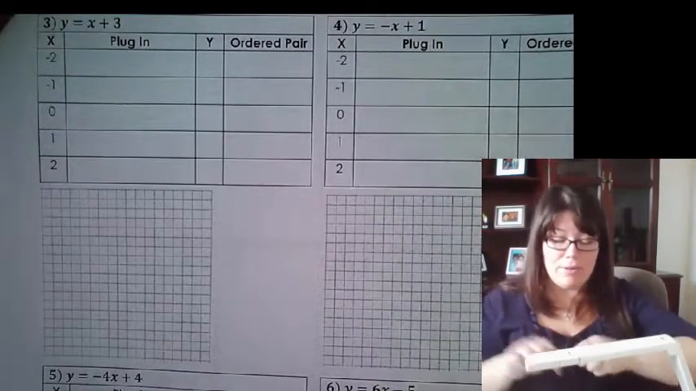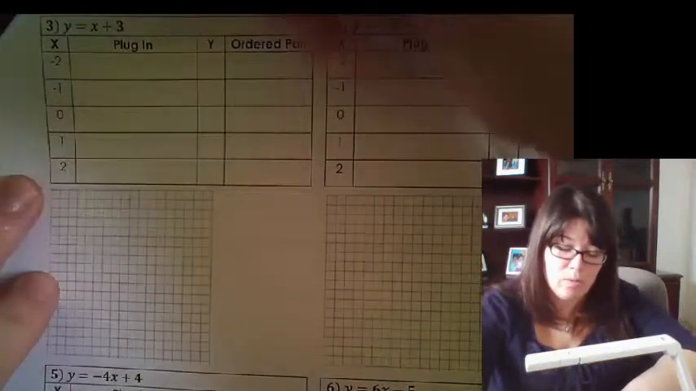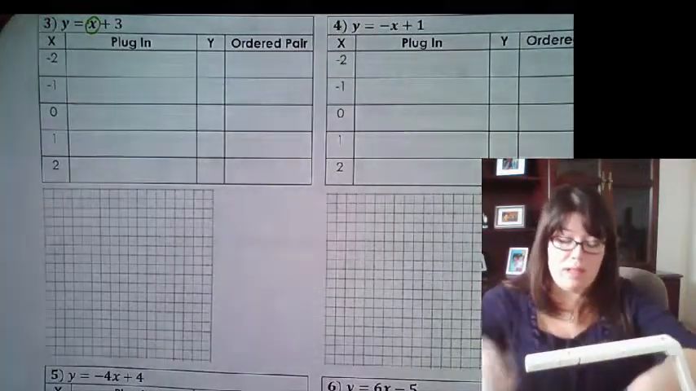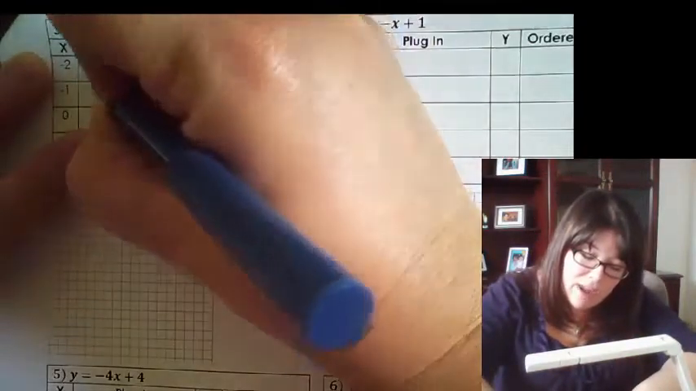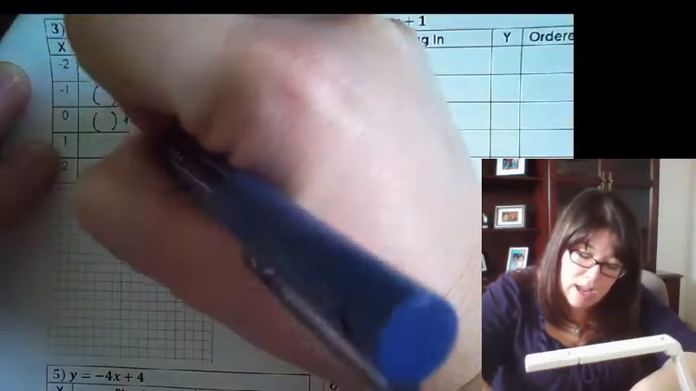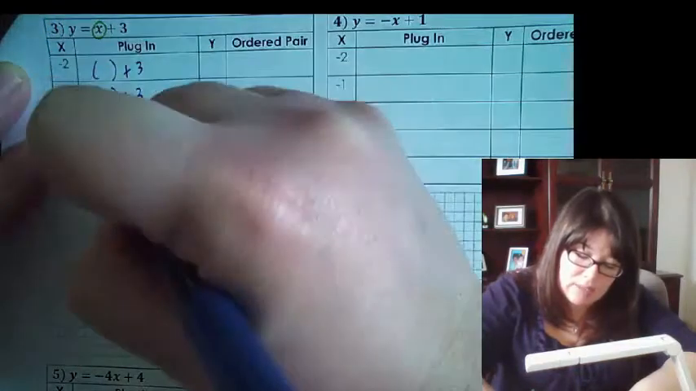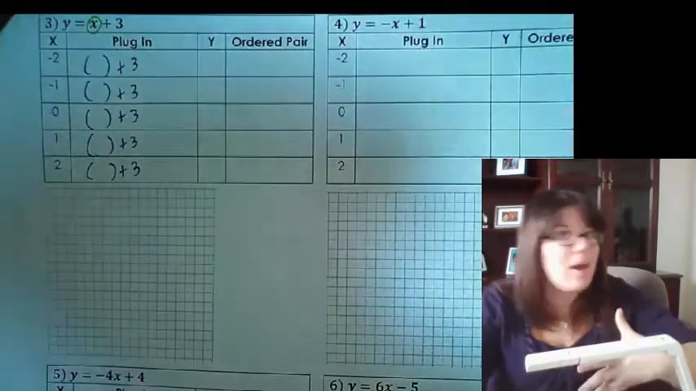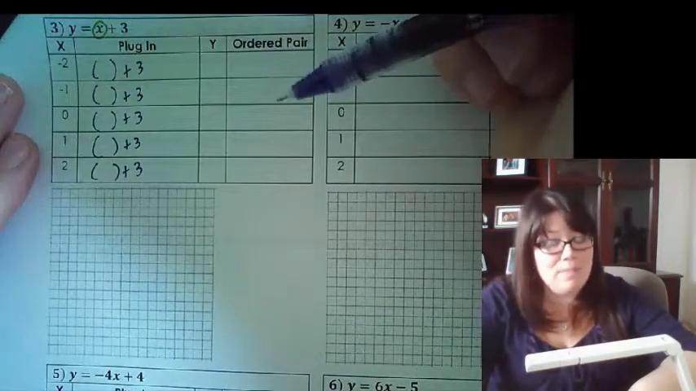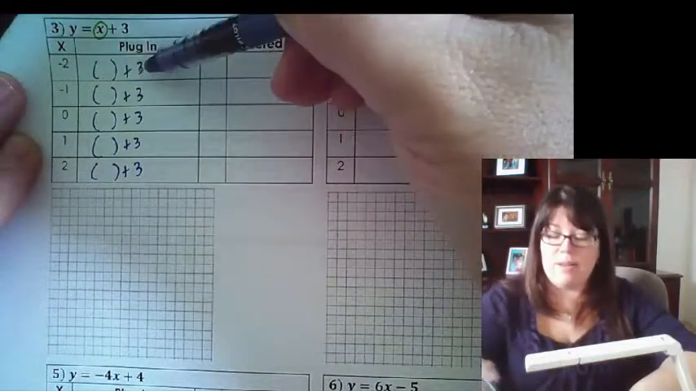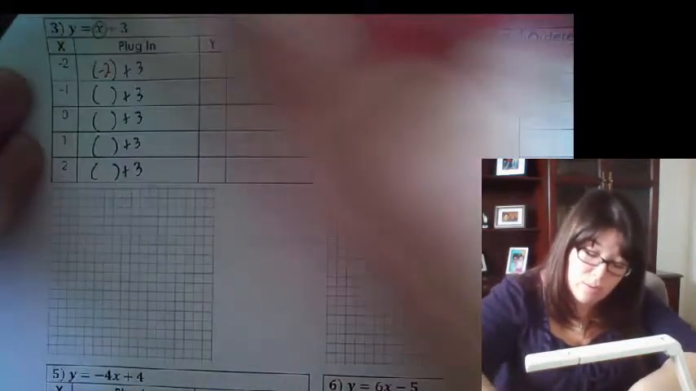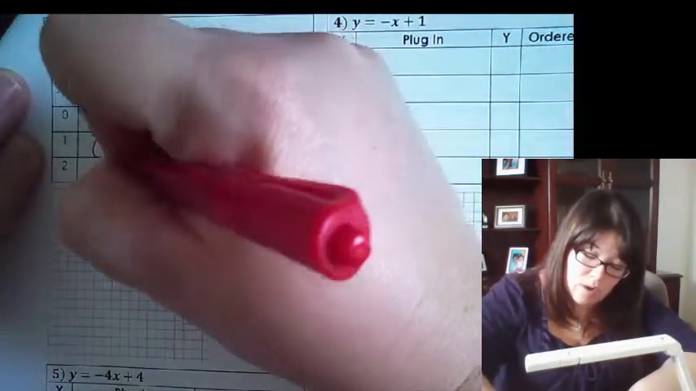Let's take a look at number 3. We have our equation y equals x plus 3. So here's where my input is going to go when I plug it in. Let me go ahead and set this up. I'm going to have x plus 3, x plus 3, x plus 3, x plus 3, and x plus 3. And if they don't give you x values, that's okay. Use these. They're close to the origin, and most of the time they'll work just fine. So leave a space for your x and then the rest of the equation. Now you can plug it in. So we're going to plug in -2, plug in -1, plug in 0, plug in 1, plug in 2.